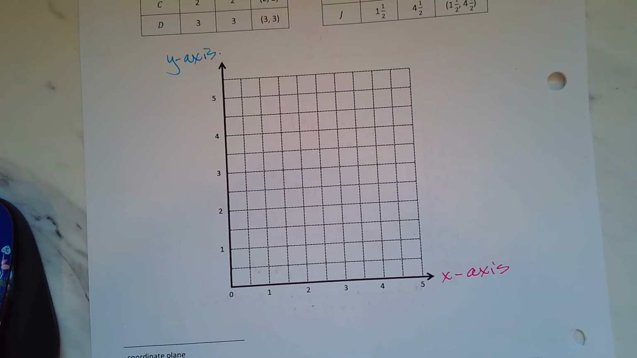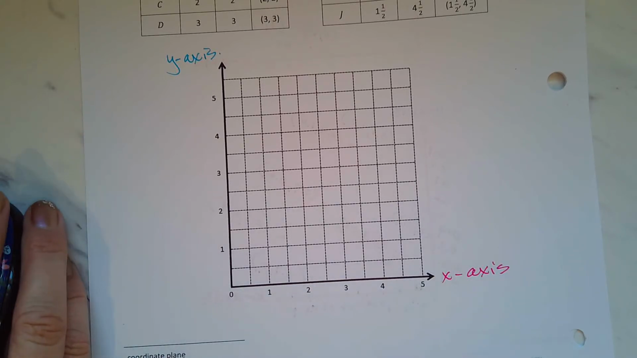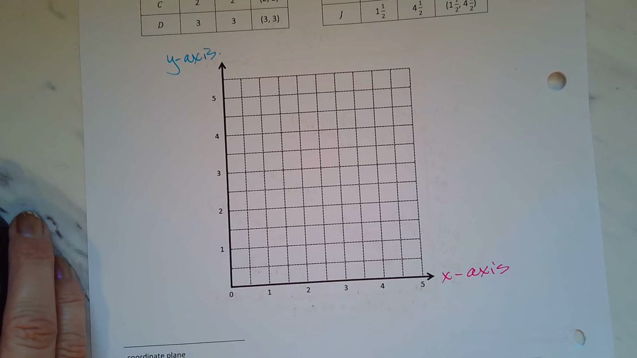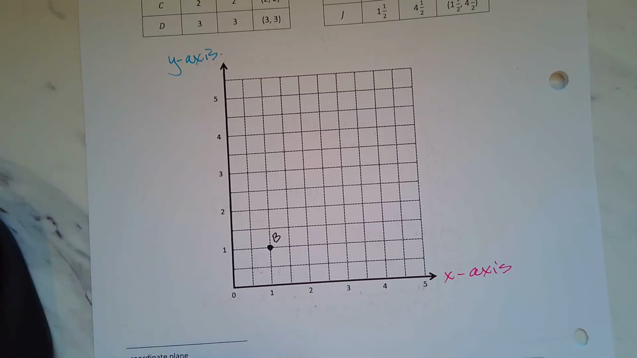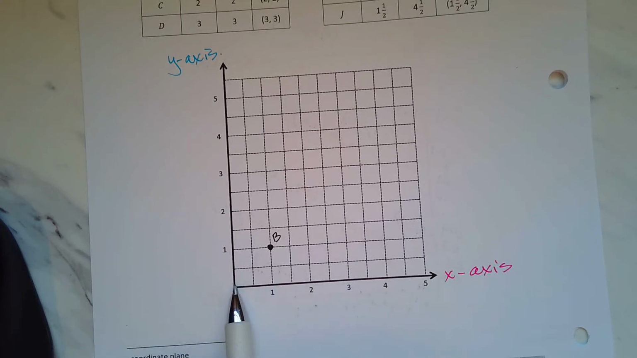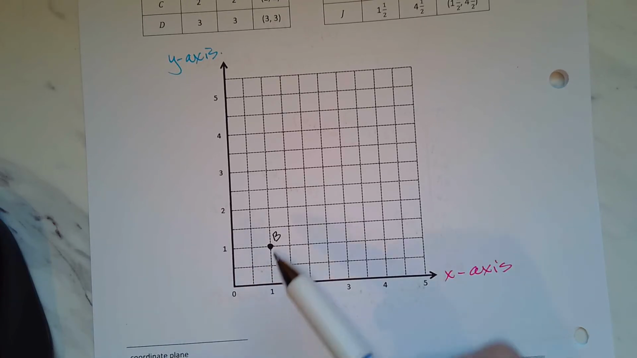Okay, I'm going to plot a point, and I want you to think about the point that I'm plotting really quick. Point B. What do you notice? What can you say about this point? They are equidistant from the x-axis and the y-axis for sure. And their X and Y coordinates are the same.